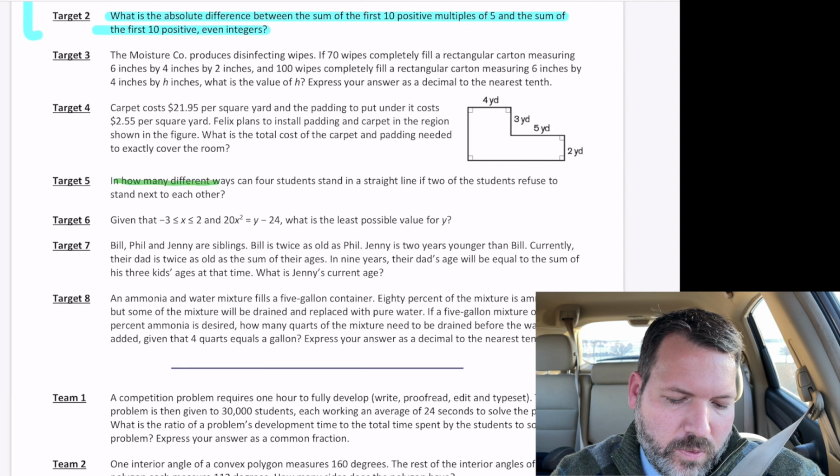In how many different ways can 4 students stand in a straight line if 2 of the students refuse to stand next to each other?